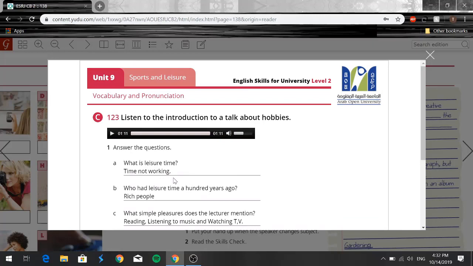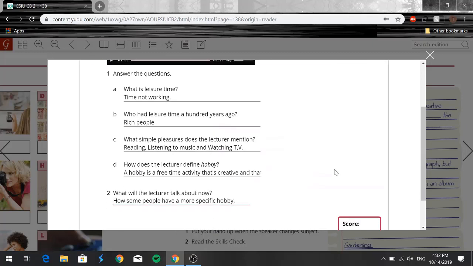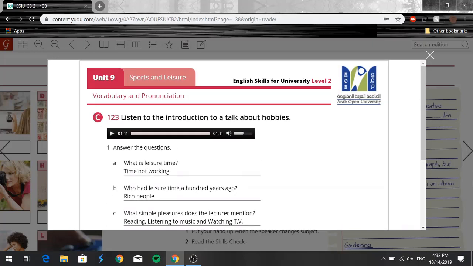What is leisure time? That is time not working. B, who had leisure time 100 years ago? Rich people. C. What simple pleasures does the lecturer mention? Well, he mentions reading, listening to music, and watching TV. And how does the lecturer define hobby? Well, a hobby is a free time activity that's creative and that also involves making something. Okay? 2. What will the lecturer talk about now? Well, he'll talk about how some people have a more specific hobby. Okay? So that was exercise C, you guys.